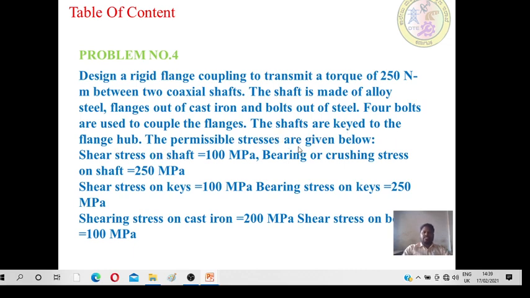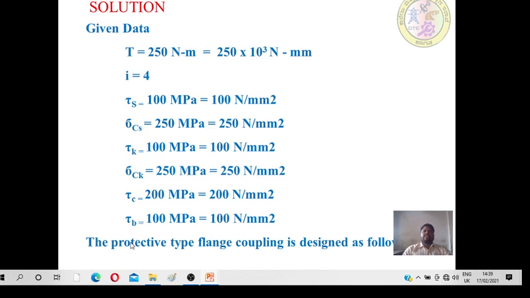The permissible stresses are given below. Shear stress on the shaft is 100 MPa. Bearing or crushing stress on shaft is 250 MPa. Shear stress on key is 100 MPa and bearing stress on key is 250 MPa. Shearing stress on cast iron is 200 MPa and shearing stress on bolts is 100 MPa. So all these are written in the data.